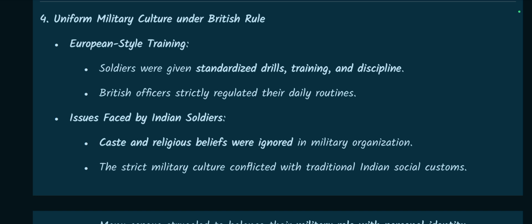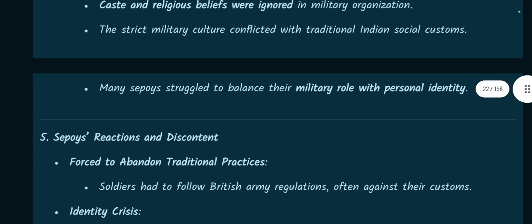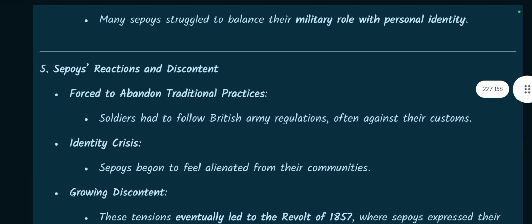Caste and religious beliefs were ignored in the military organization. The strict military culture interfered with traditional Indian social customs. Many sepoys struggled to balance their military role with their personal identity.